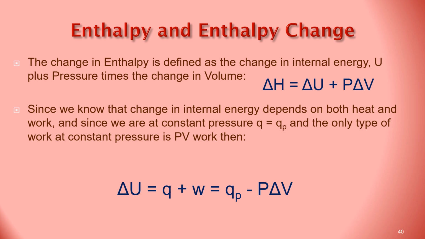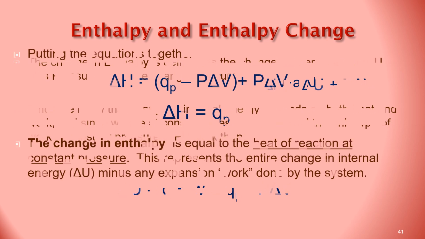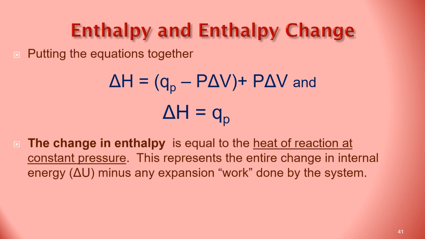So if you plug that into the initial equation, delta H equals QP minus P delta V plus P delta V, everything cancels out except the QP. So this is the reasoning behind where this came from, but it's like we're defining Q sub P as delta H. They're interchangeable. If we talk about the heat of a reaction at constant pressure, we're also meaning delta H, or the change in enthalpy. So the change in enthalpy is equal to the heat of the reaction at constant pressure.